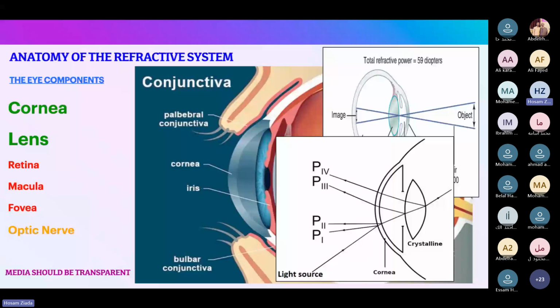This is a diagram showing how the light passes through the central part of the cornea and the lens as well. The light going in is called P1, P2, and P3, and P4 is the reflected. There are reflected light rays, you know.